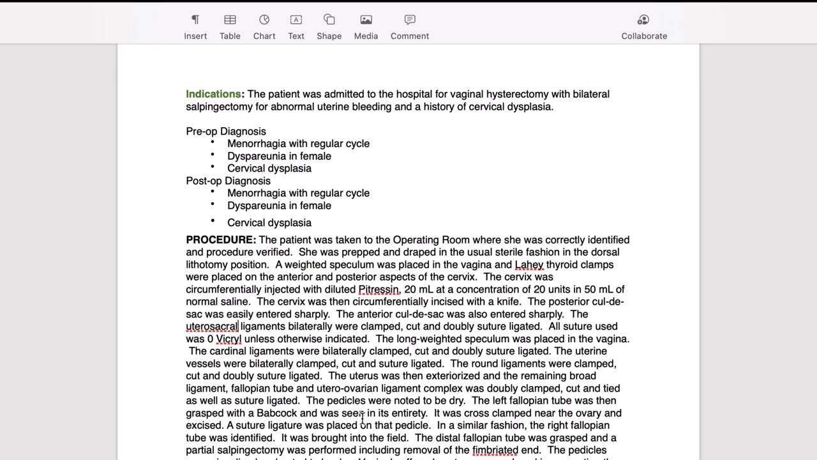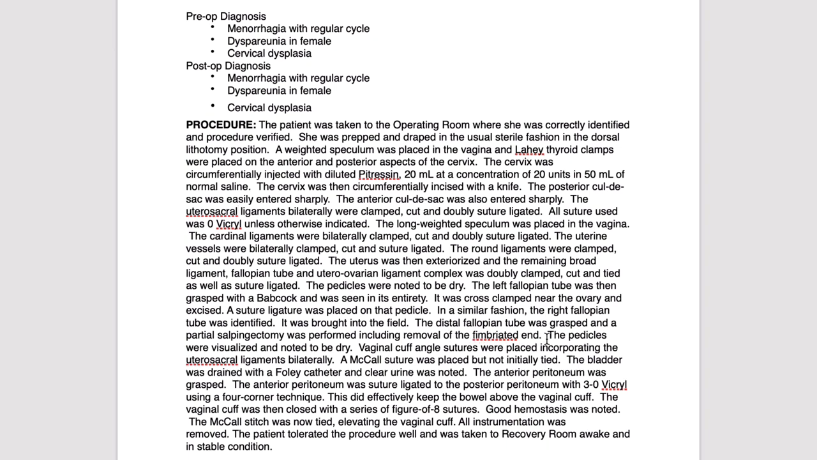It was cross-clamped near the ovary and excised. A suture ligature was placed on that pedicle. In a similar fashion, the right fallopian tube was identified. It was brought into the field. The distal fallopian tube was grasped, and a partial salpingectomy was performed, including removal of the fimbriated end. And for the vaginal cuff, sutures were placed incorporating the uterosacral ligaments bilaterally, and the McCall suture was placed.